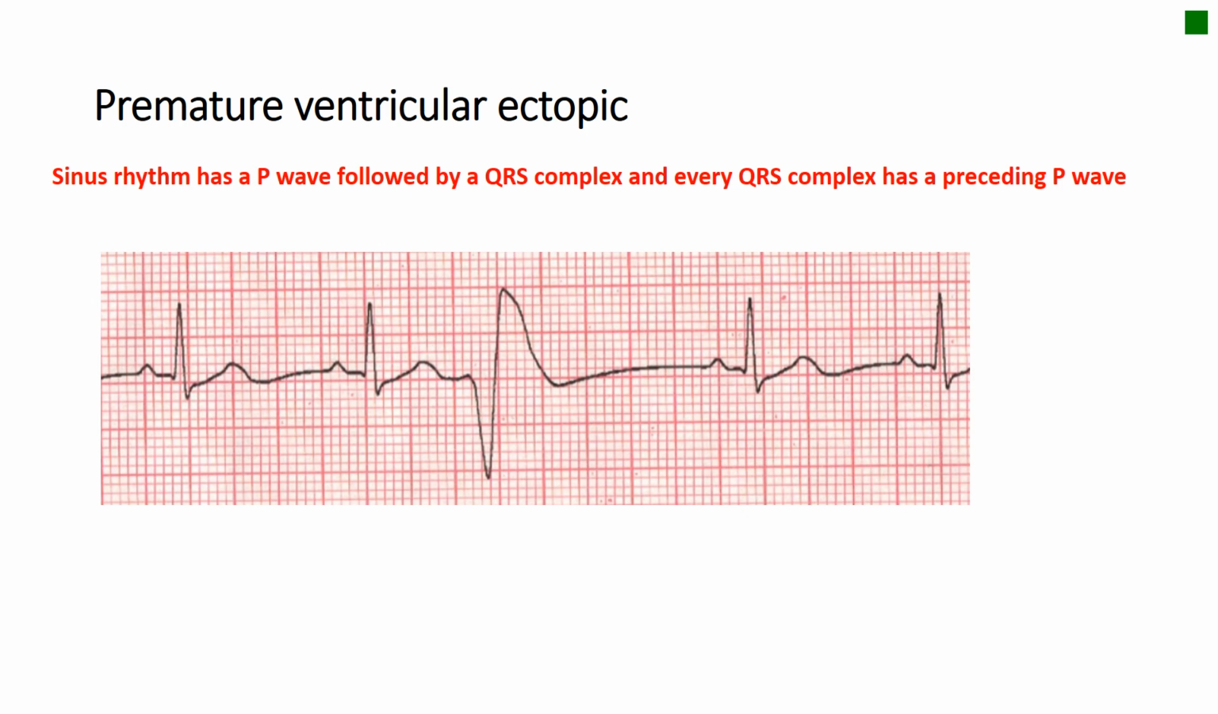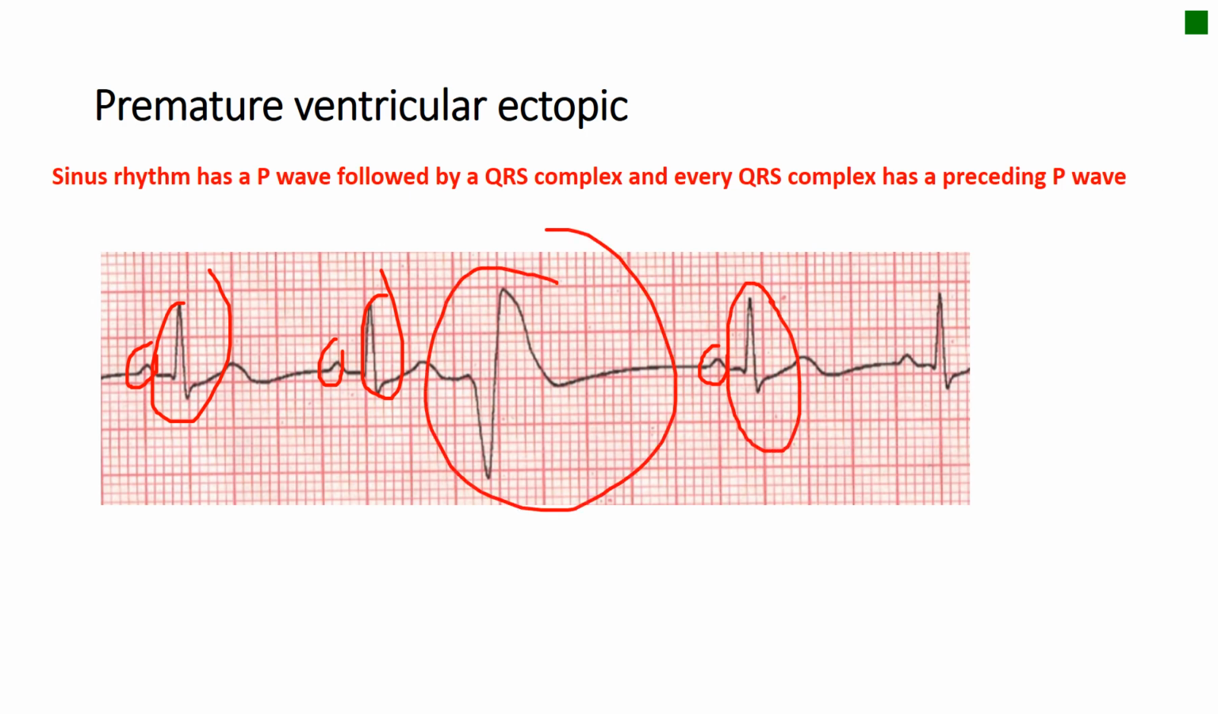So just as for sinus rhythm, you need a P wave and then a QRS. A P wave followed by a QRS. A P wave followed by a QRS. Here, we have a large QRS complex with no P wave before it. This has come early, it's premature. It's what we call a premature ventricular ectopic. Very common. Most of us have these every day, particularly young people too.